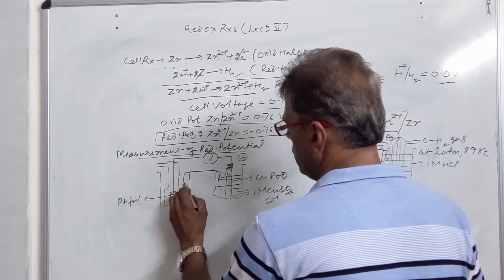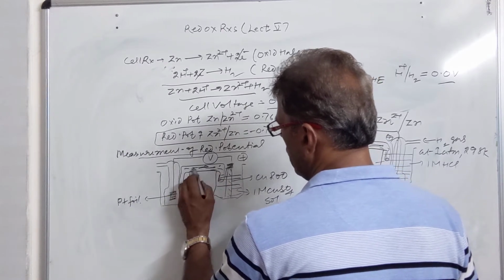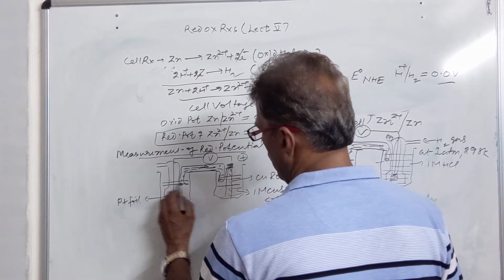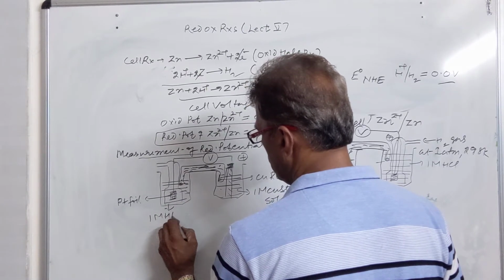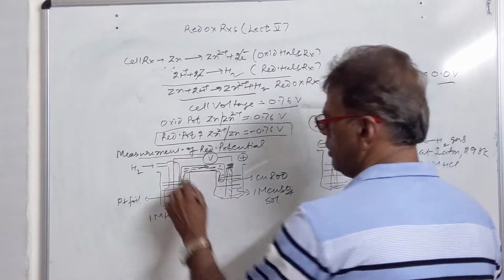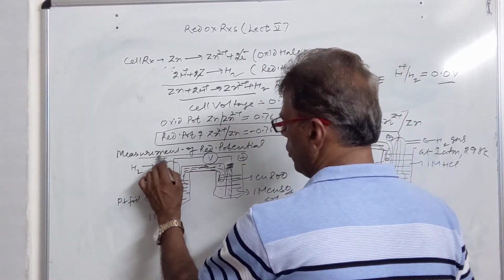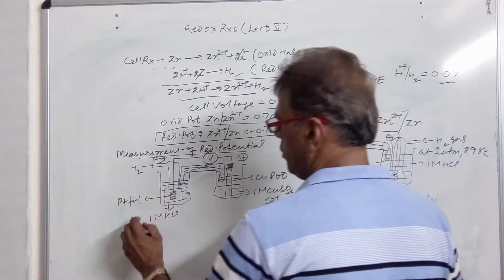This is the salt bridge which is connecting the two cells internally, and here we have 1 molar HCl. Hydrogen gas is filled from this side. This rod acts as a negative rod. This is the anode of the cell. Now what is the cell reaction here?